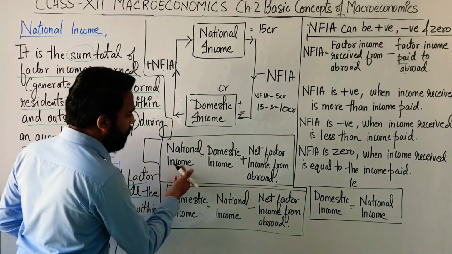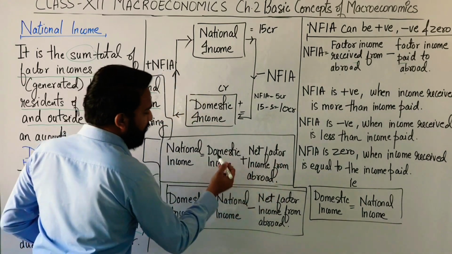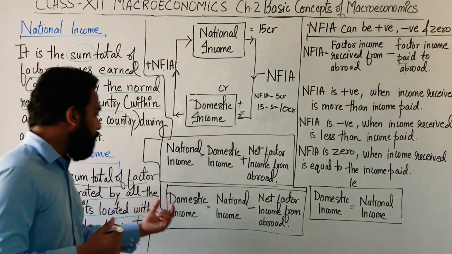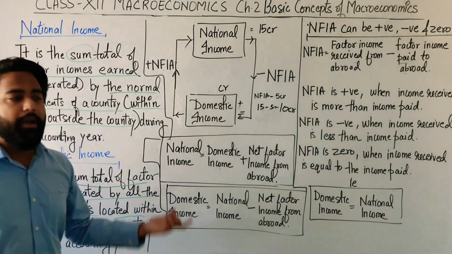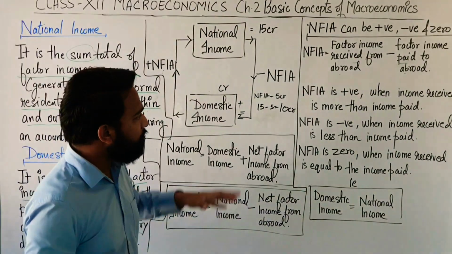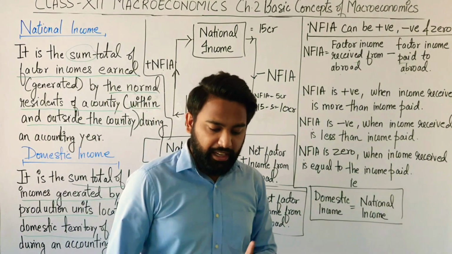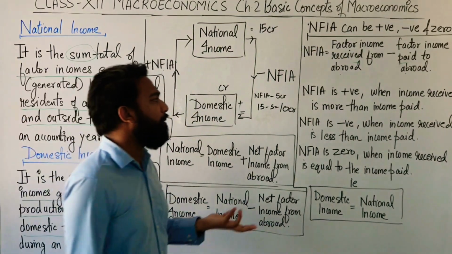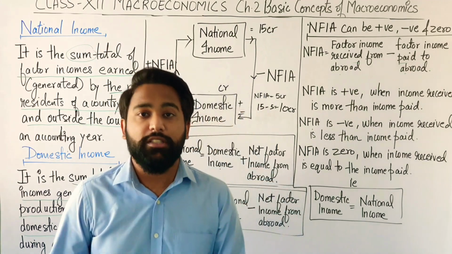For national income, you have to add the NFIA from abroad to the domestic income. Just add both the things. And if you need to calculate domestic income, just deduct NFIA from the national income and you will get the result. Is that clear? Now, there is one more thing which they usually ask in a 1 mark question. CBSE is very cunning in these types of questions. What do they ask? Can NFIA be positive? Can NFIA be negative? And can NFIA be 0?